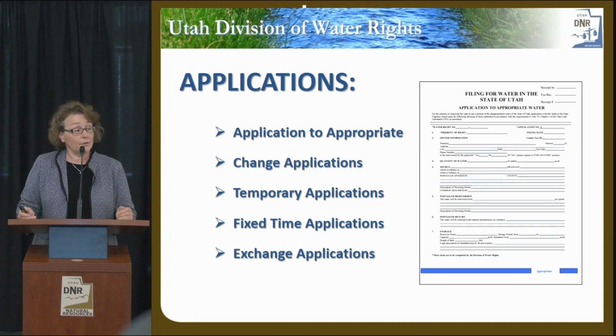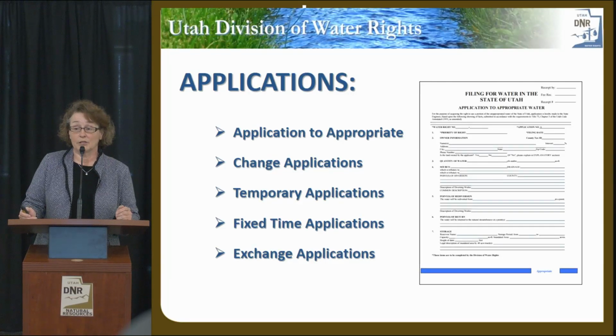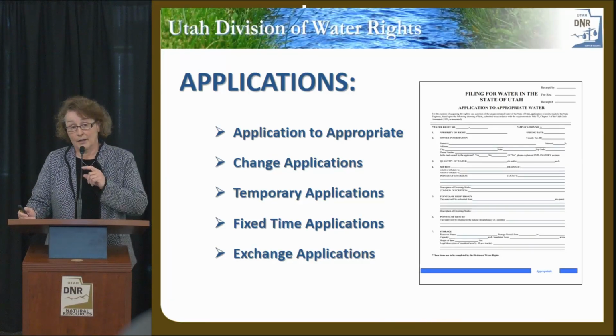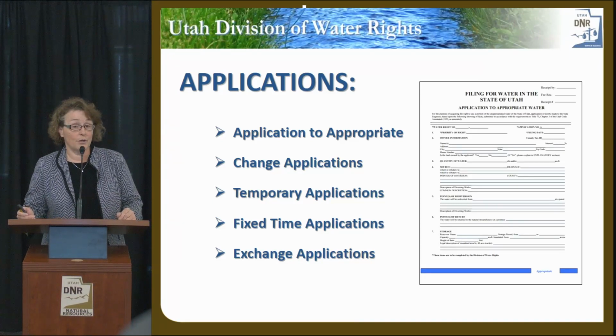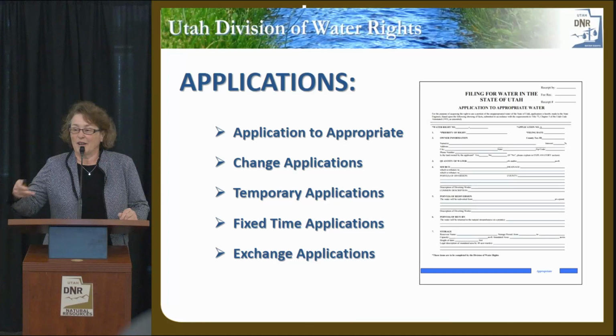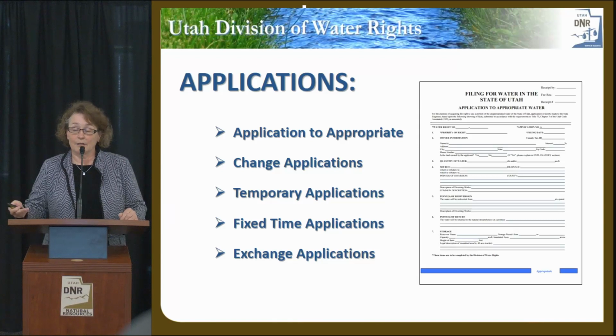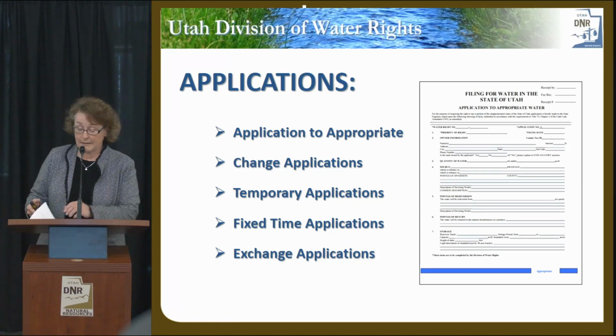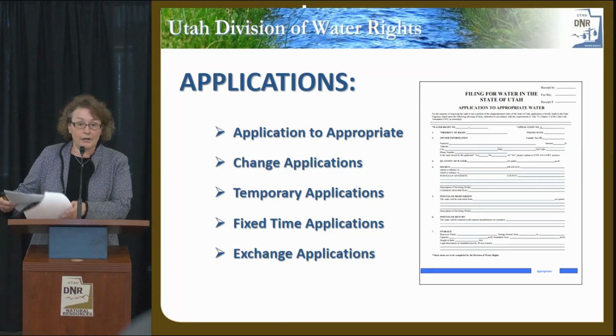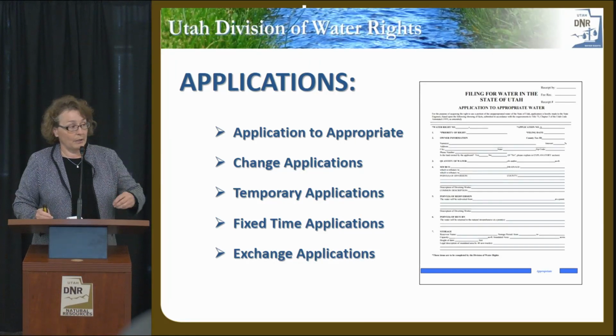Utah Code Section 73-3-3 covers change applications. Temporary changes, you'll see that criteria within Section 73-3-5.5. So you see a theme here, Title 73, Chapter 3 for appropriation of water, and there are various sections within that chapter that cover these types of applications. Fixed time applications are actually in 73-3-8, so Section 8. And then exchange applications are under 73-3-20.